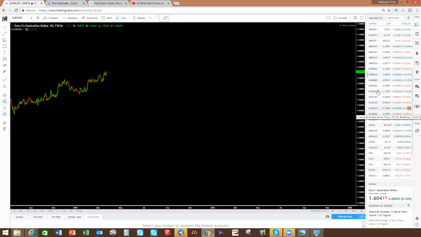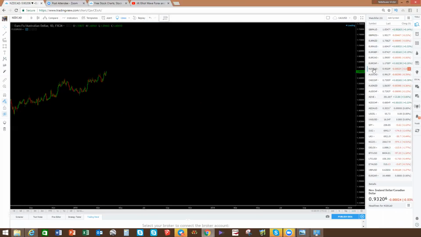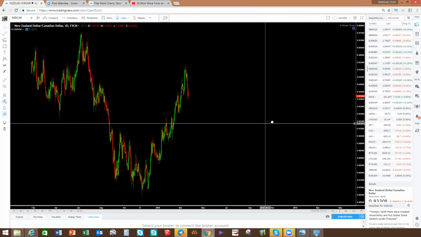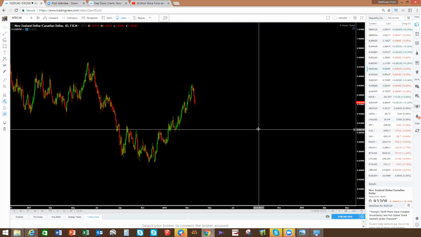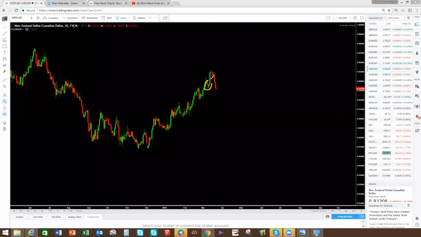I think that's all the Euro pairs. Look at some of the CAD pairs, New Zealand CAD. So New Zealand CAD, every week for the last 4 weeks, we've been ending with a move like this. Every time I do market analysis, this pair will be looking exactly as it looks today.